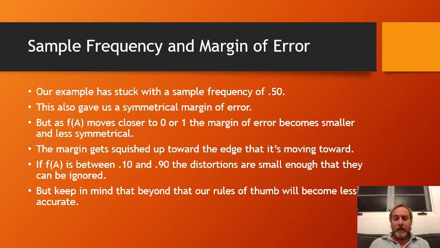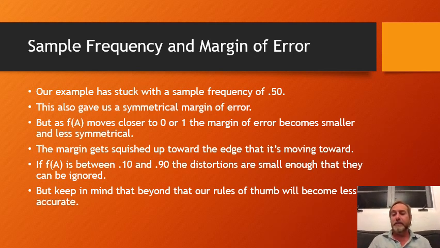But we can pretty much ignore this. If the relative frequency you find is anywhere between 0.1 and 0.9, the distortions that are introduced are small enough that you can largely ignore them. Just keep that in mind. If you're beyond those bounds of 0.1 and 0.9, our rules of thumb are going to become less accurate. But for the purposes of this course, you won't need to worry about it as far as exercises and such.